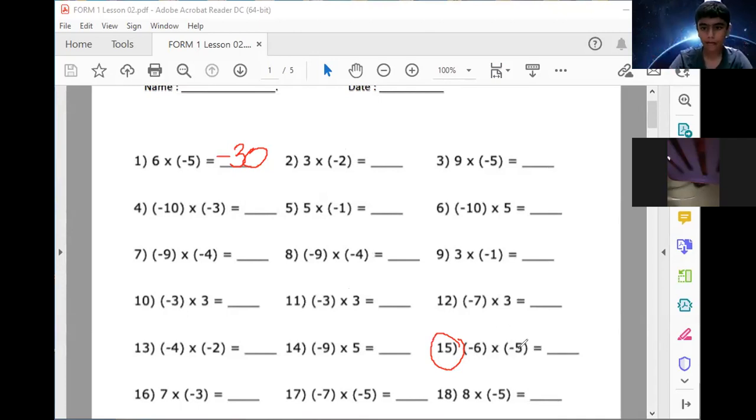-6 times -5. You see, you all are so good already. Come on, some more, few more. Tristan, correct. Okay, it's positive 30. Okay, good. But if you never write positive, it's also fine. If you just tell me 30, it is also correct.